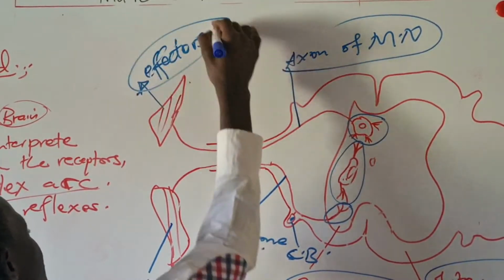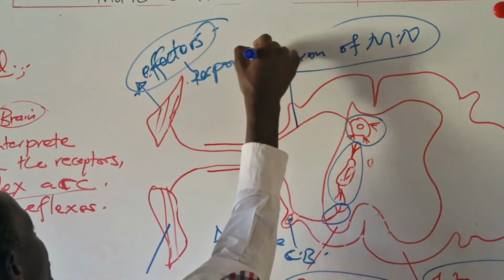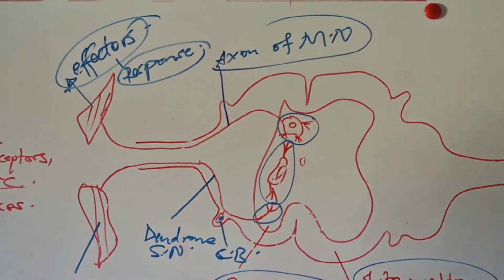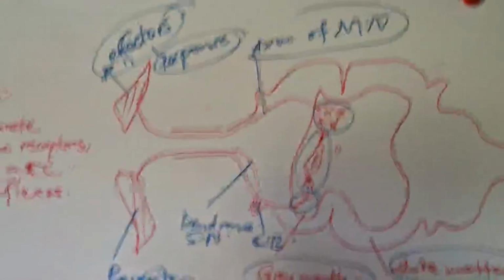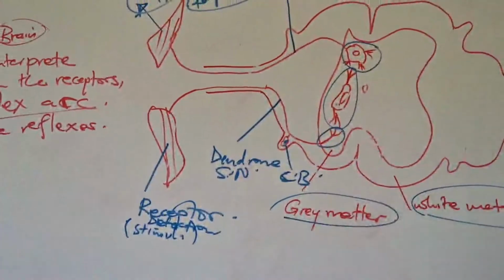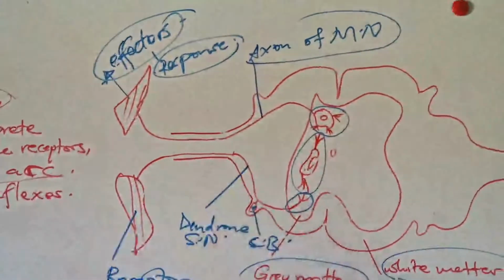The effector tissue is one that responds to the stimuli. For this one, the receptor is for detection of a stimuli and formation of impulses. So that is a simple structure of the spinal cord.